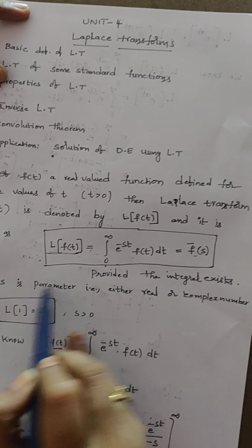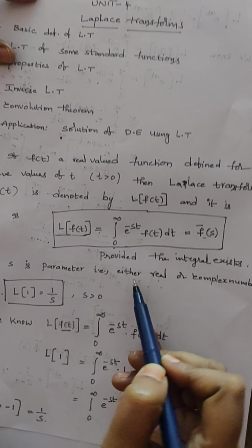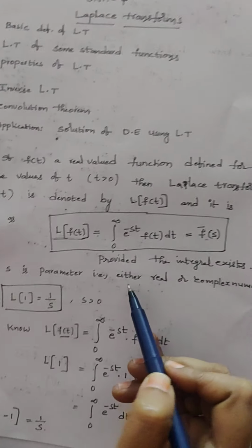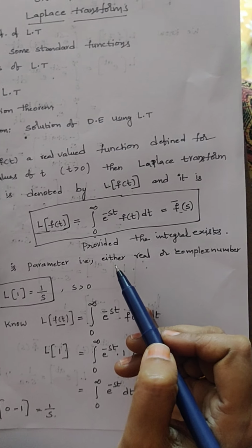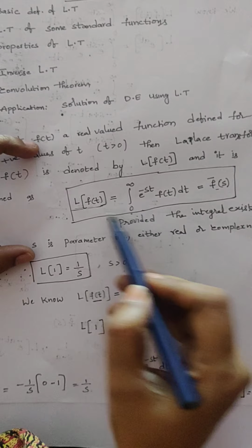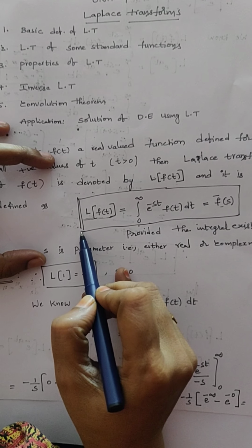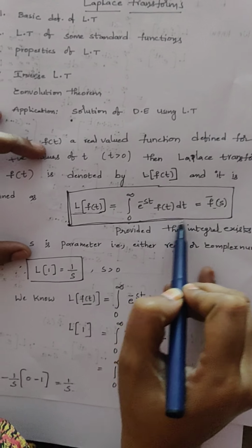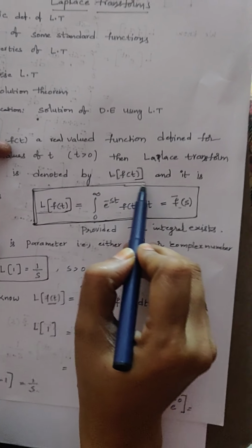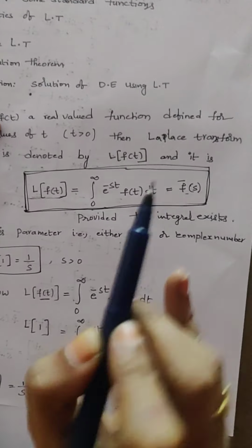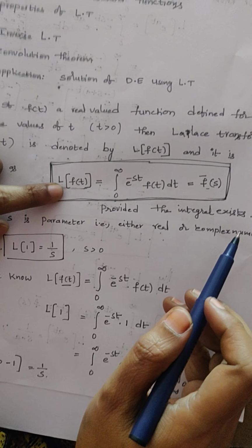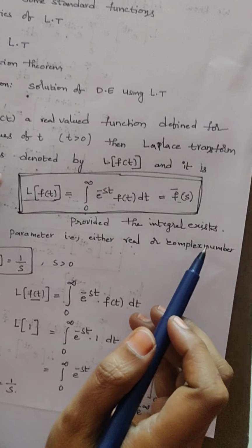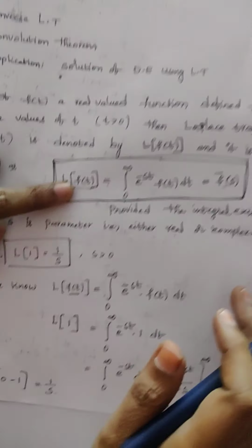Here s is a parameter, that means either a real or complex number. This is the basic definition of the Laplace transform. We have to remember L of f of t, how to read it: L of f of t equal to integral 0 to infinity e power minus st f of t dt. That is the definition of the Laplace transform of f of t.